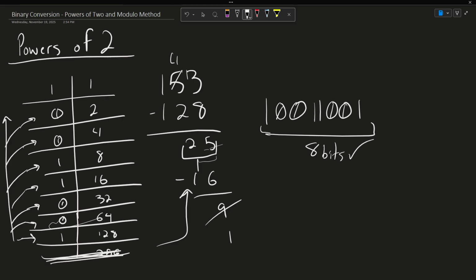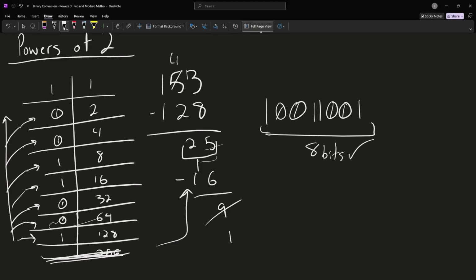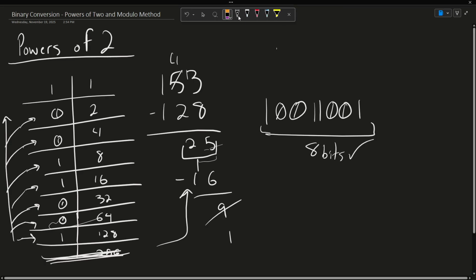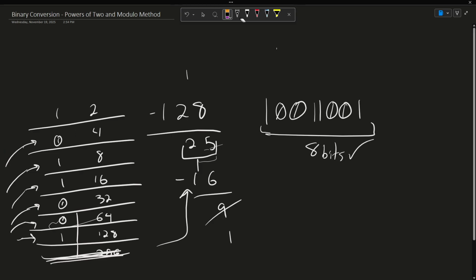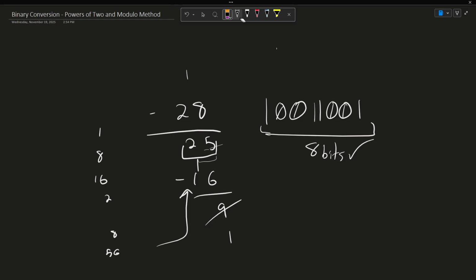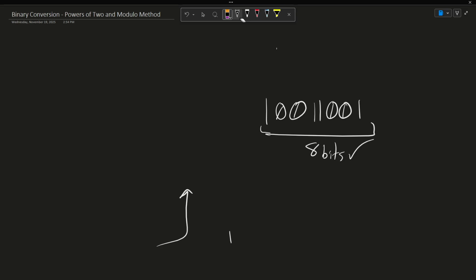So how can we do this more efficiently? Let's take a look. How do I just clear the page? Whatever, let's use my eraser. So that's our powers of 2 method. We use a table, fill the table up to a value that's greater than the one that we started with, and then we work backwards from there.